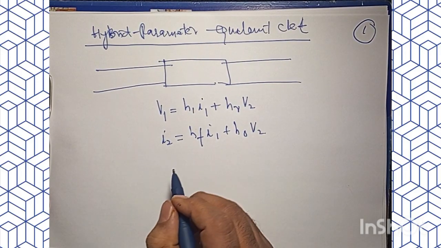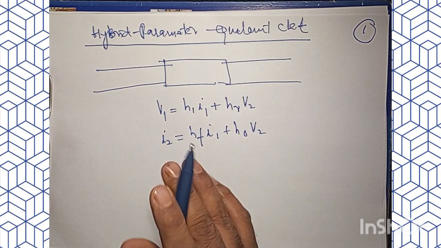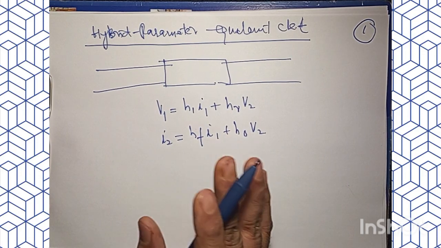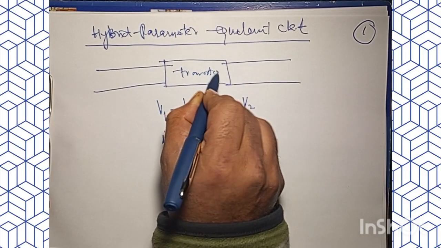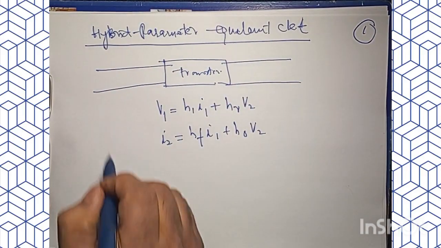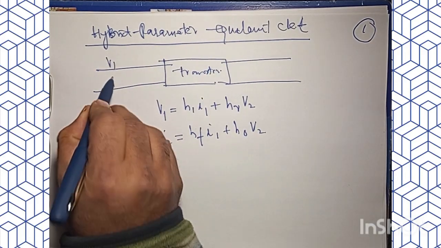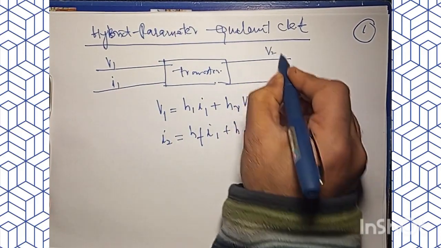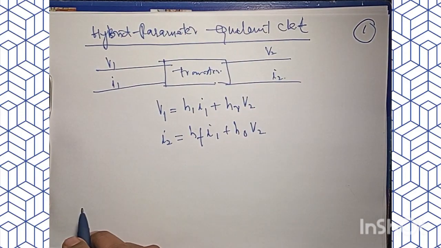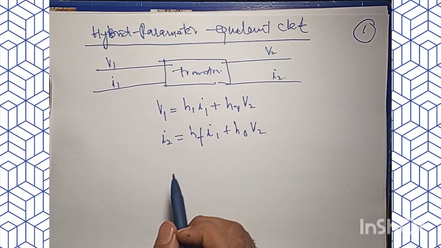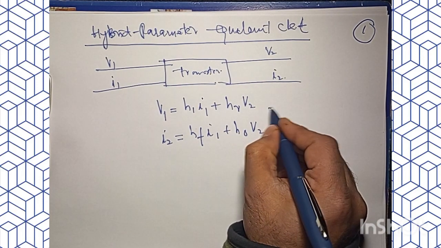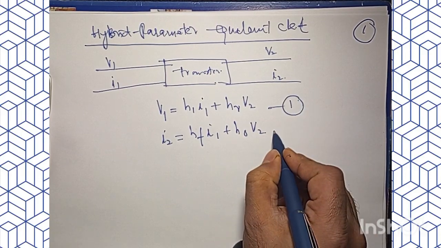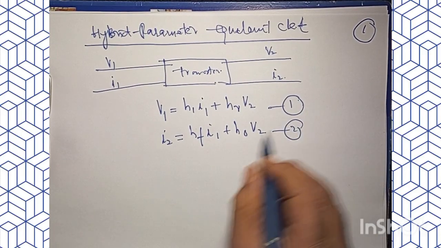So we have this set of equations for any linear device, say a transistor in our case. We have V1, I1, and we have V2 and I2. Now, what I am trying to say here is that if we look at these equations, I'll call them, for the sake of argument, equation 1 and equation 2.